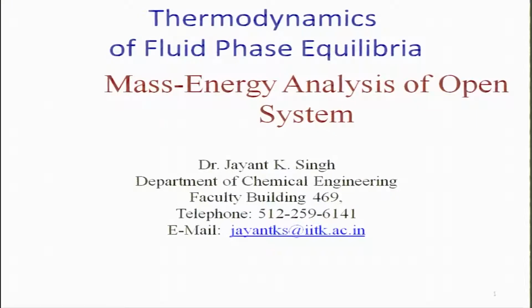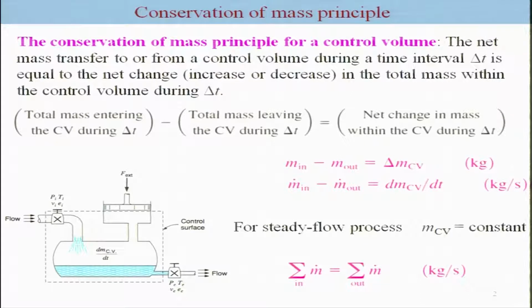Welcome back. In this lecture, we are going to summarize mass and energy balance for open systems. So, we will start with the conservation of mass principle. For a simple control volume as depicted here, the conservation of mass principle says that the net mass transfer to and from a control volume during a time interval delta t is equal to the net change in the total mass within the control volume during delta t.